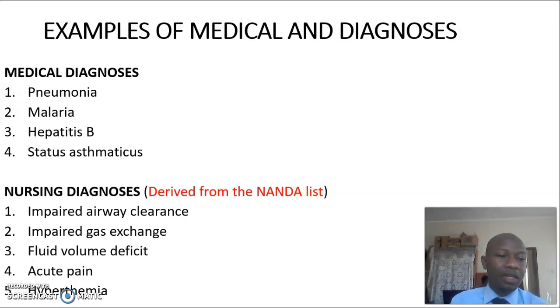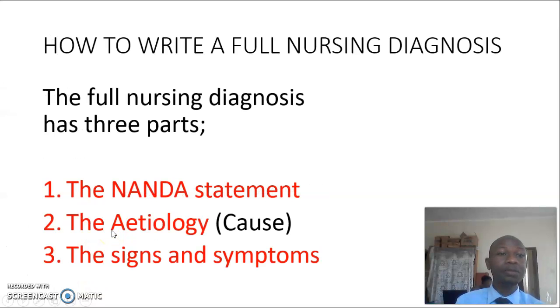So the nursing diagnosis would include the following: impaired airway clearance, impaired gas exchange, fluid volume deficit, acute pain, hyperthermia. All these are nursing diagnoses, but they are not full nursing diagnoses. They are now still in their short state, or they are just NANDA statements. Okay. So, how then do we write a full nursing diagnosis?